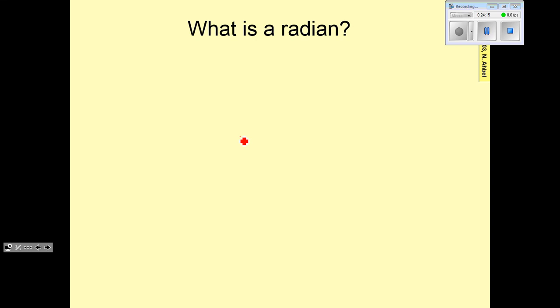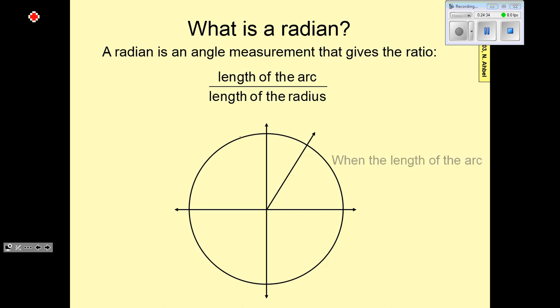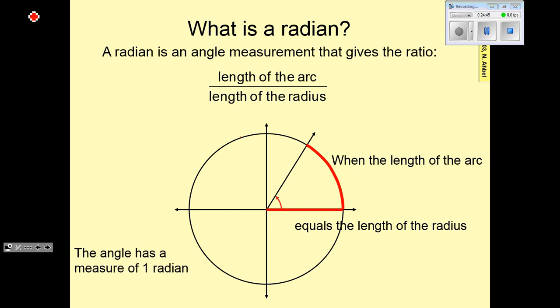So what is a radian? All right, a radian is an angle measurement, and it's given by a ratio. It's the length of the arc divided by the length of the radius. When the length of the arc, there we are, that's that red circle I've been doing, equals the length of the radius, the angle has a measure of 1 radian.